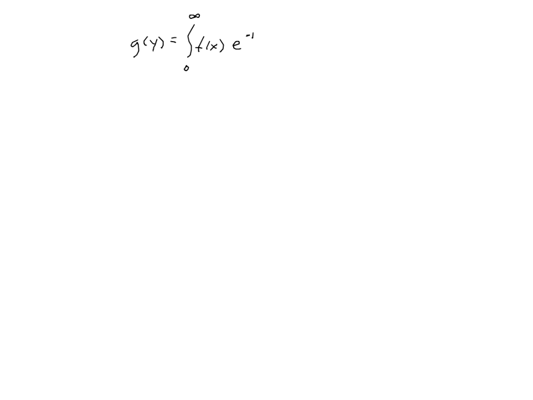So f of x e to the minus i xy dx from 0 to infinity, and then I have another part from minus infinity to 0 of f of x e to the minus i xy dx. So this is just one integral broken up into 2 parts. Now, if this happens to be symmetric about x equals 0, then I can flip the sign, or flip the order of my integration here.